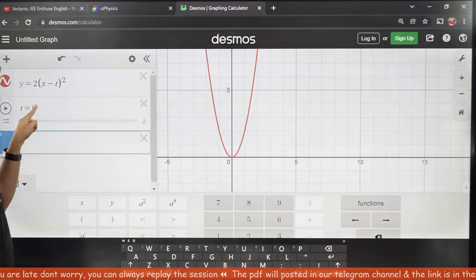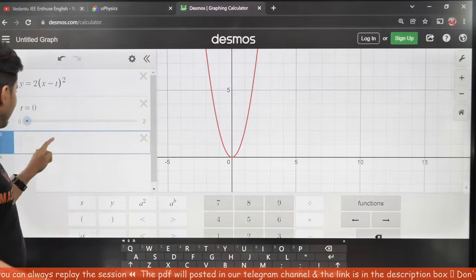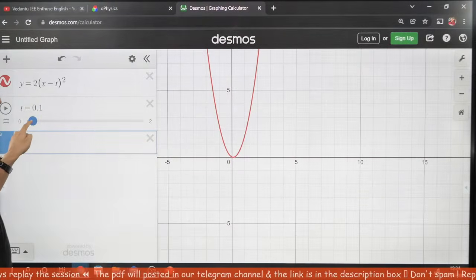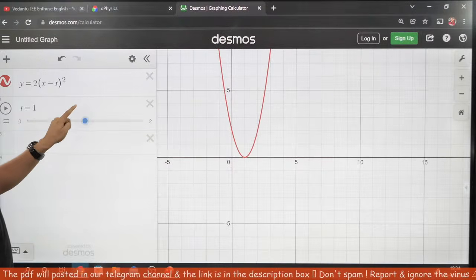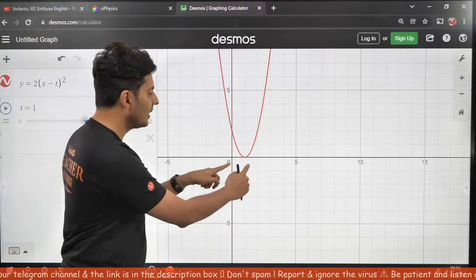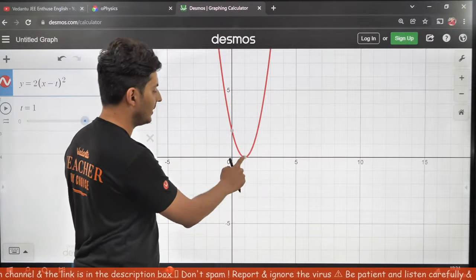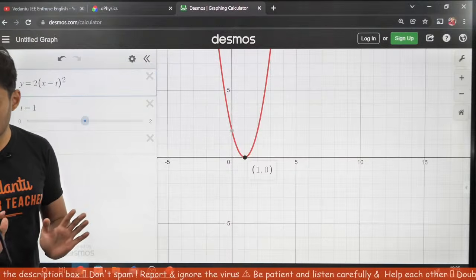Now see, this is at t is equal to 0. The parabola is at the origin. Let's change the time. Let's increase the time, and let's make the time 1 second. See where the graph has moved. It has moved by 1 unit. So this point over here is 1, 0. Everybody agrees with this? Perfecto.